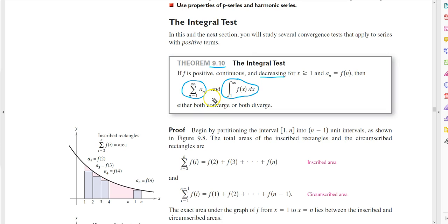Now we're going to go over some examples showing you how to use this, and then at the end of this lesson we'll go over the proof of this result. So let's take a look at this example. Let's consider the series from 1 to infinity of 1 over n squared plus 1.